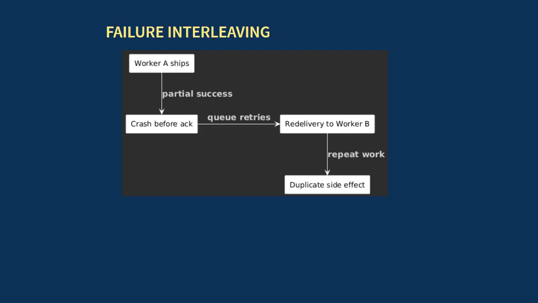Now make the failure uncomfortable. One worker ships the order, then crashes before acknowledgement, and the queue redelivers the same event to another worker. So delivery count and execution count are not the same thing. Exactly. Once they diverge, structured evidence is what shows whether the side effect repeated or the workflow got stuck.